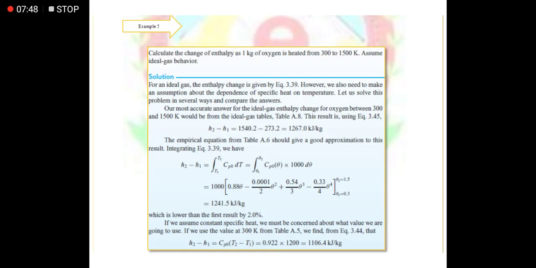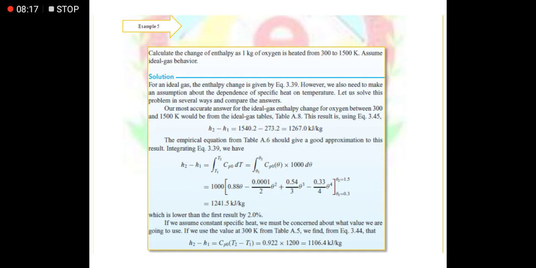We have here: calculate the change of enthalpy of 1 kilogram of oxygen that is heated from 300 to 1,500 Kelvin. Assume ideal gas behavior. This means we can apply what we have already derived earlier, that Cp sub O and Cv sub O are all functions of temperature, and internal energy and enthalpy are also functions of temperature.